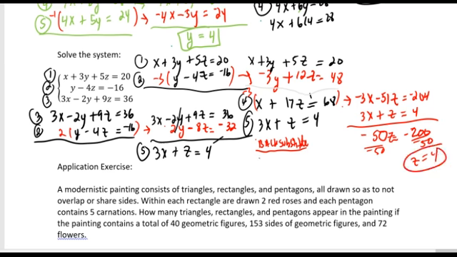So we're going to back substitute into equations 4 or 5. I'm going to use 5. Subtract 4. So 3x is equal to 0. So x is equal to 0. And then back substitute into one of the other ones. I can look at number 2.